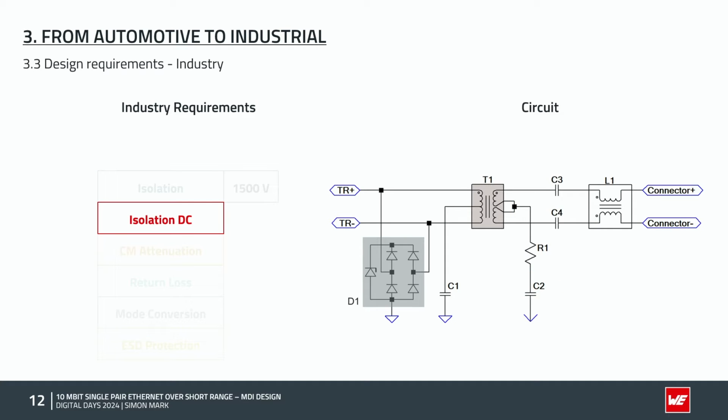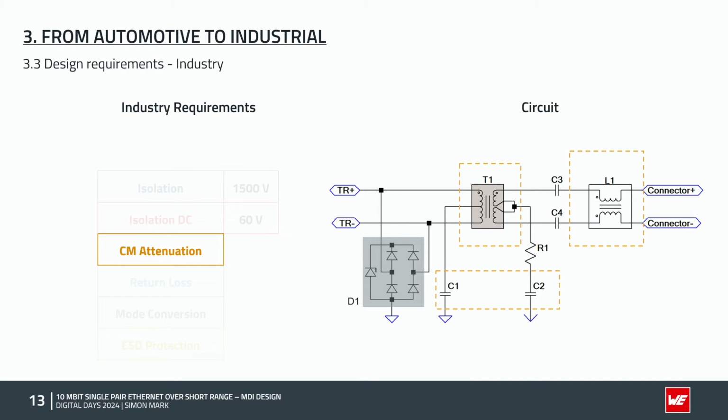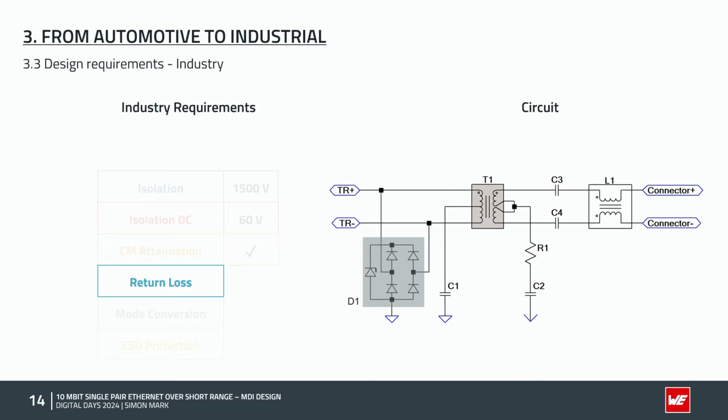Also the DC isolation should be there. Therefore we use C3 and C4 as a DC isolator. A little bit more later on how to find the right values. Then also the common mode attenuation. The transformer by itself is a very good common mode attenuator at the lower frequencies. For the higher ones, you also need the common mode choke. Return loss: the whole circuit should be well matched. Also the mode conversion through the common mode choke, and also the ESD protection on the PHY side.